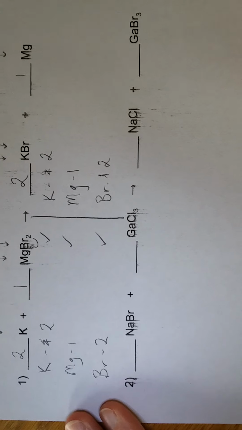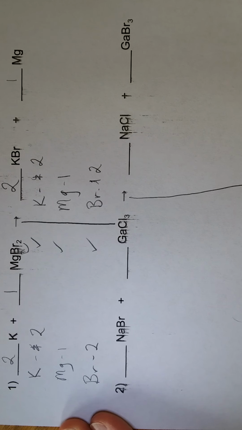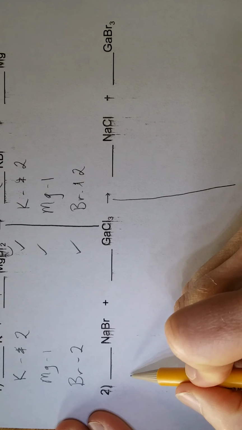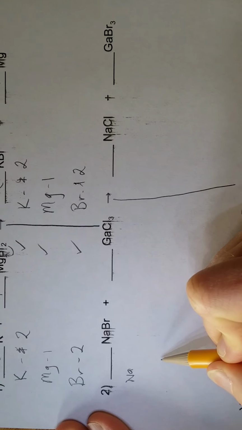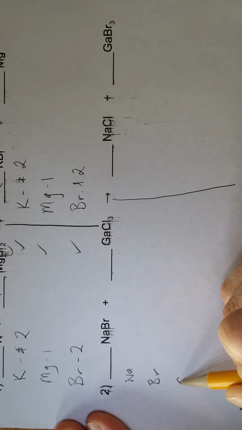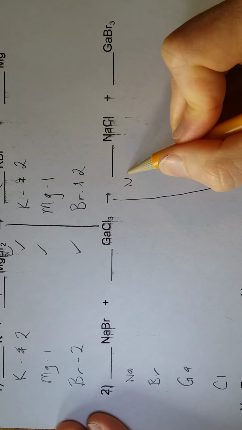Let's take a look at another one. We're going to find the arrow and just draw a line straight down, and we're going to take a look at what atoms are in this reaction. Well, I see an Na, I see a Br, I see a Ga, and I see a Cl. Same on this side.